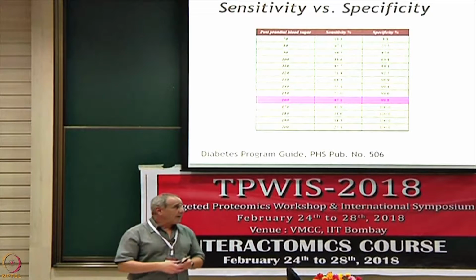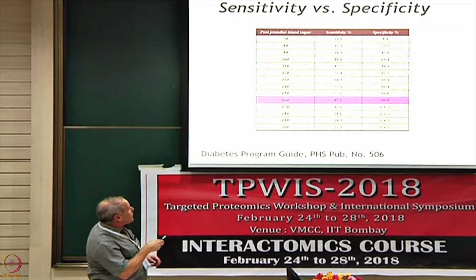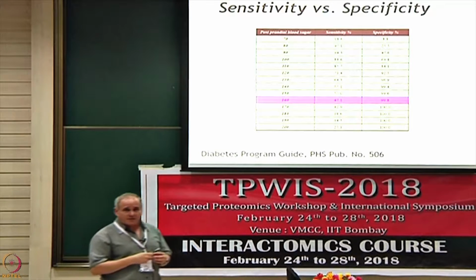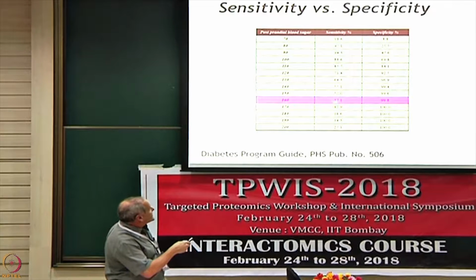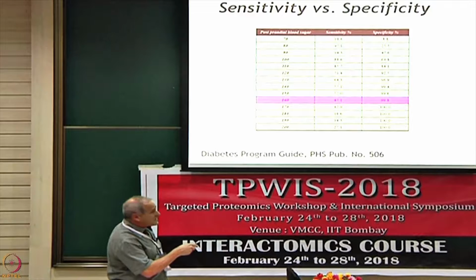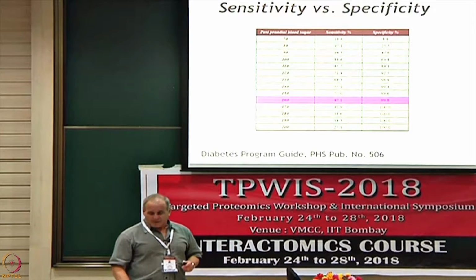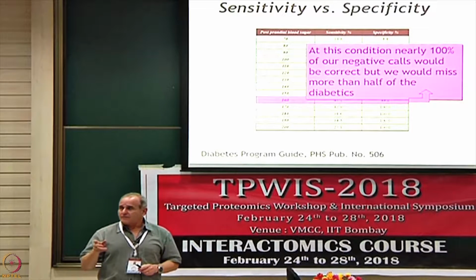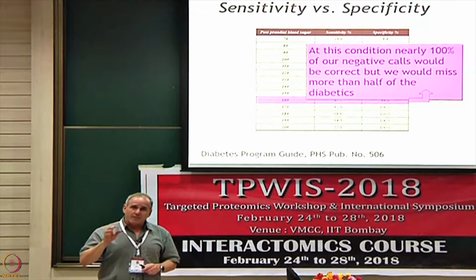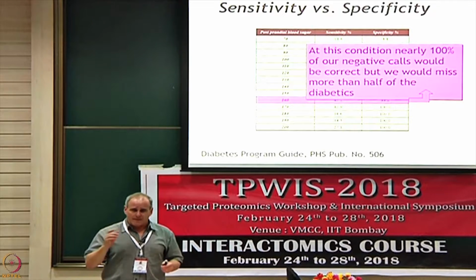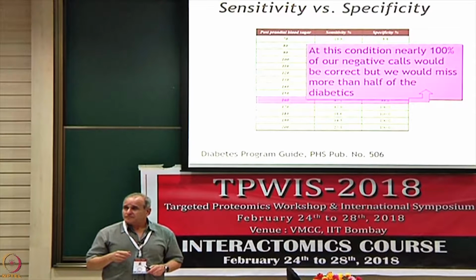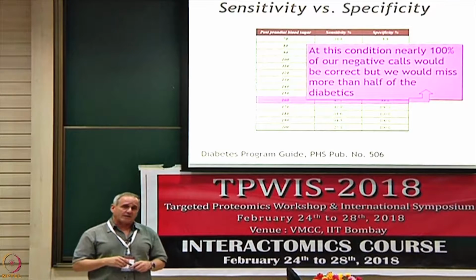Okay, by comparison, that was too lenient. You allowed too many people in. Let's set a more strict number. Let's say it's 160. All right. So now the sensitivity is 47%, but the specificity is 99%. Okay. So what that means is that if you make a negative call, if you say that they don't have diabetes, you're going to be almost always right. 99% of the time, you're going to be correct. But you're going to miss half the diabetics, so you're going to have a lot of false negatives.